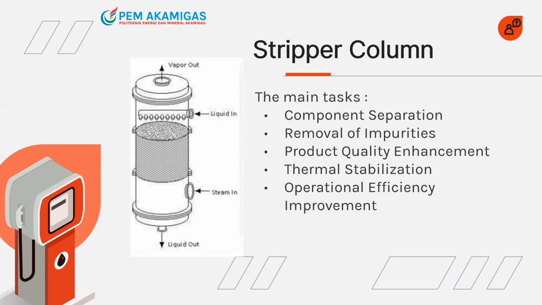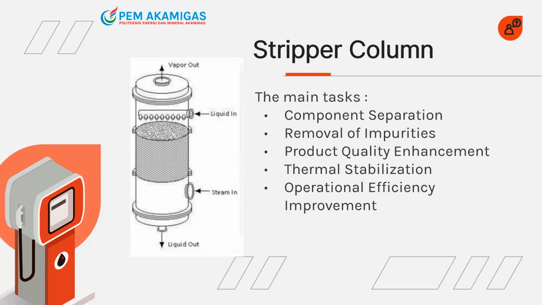Number three is product quality enhancement. The stripper column helps improve the quality of the products by separating the desired components from the undesired ones. With proper separation, the resulting fractions have higher quality and meet stable standards. Next, thermal stabilization. The stripper column can also be utilized for thermal stabilization processes. This involves removing easily vaporizable compounds from heavier fractions.